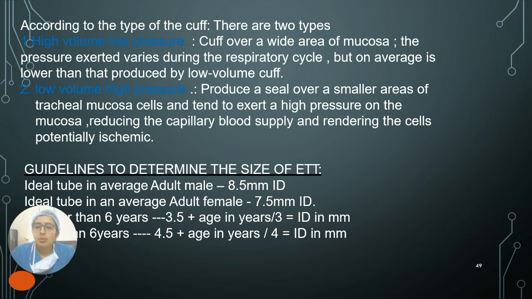Guidelines to determine the size of the ET tube. The ideal tube in an average adult male is 8.5 mm ID, and in an average adult female 7.5 mm ID. In children with ages less than 6 years, it is 3.5 plus age in years divided by 3, which gives the size of the tube. Greater than 6 years, 4.5 plus age in years divided by 4.